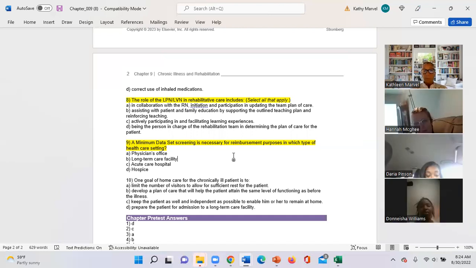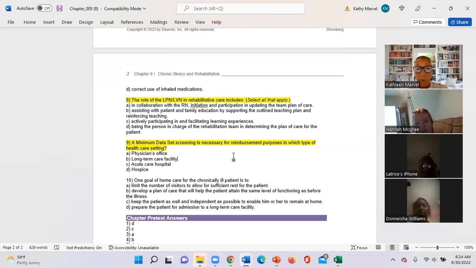C. B. C as in cat. Nope, C's not the right answer. Try again. B. Why would it be B? Well, what is this chapter about? The rehabs and the chronic illnesses. Long-term care, exactly.